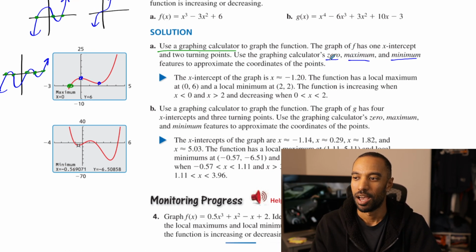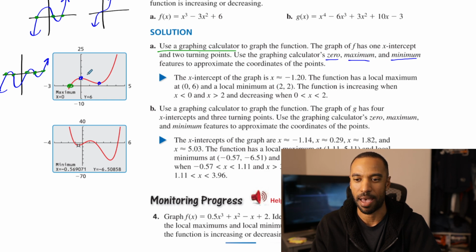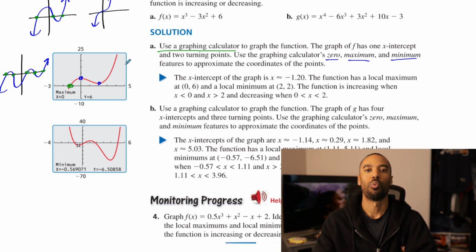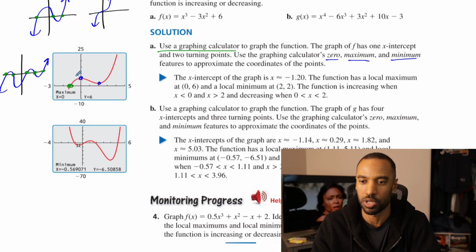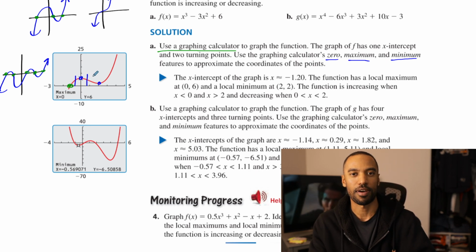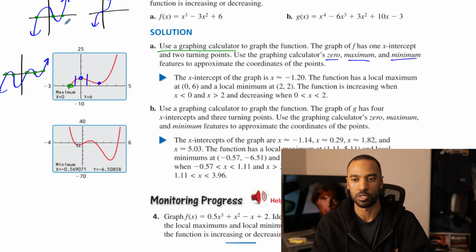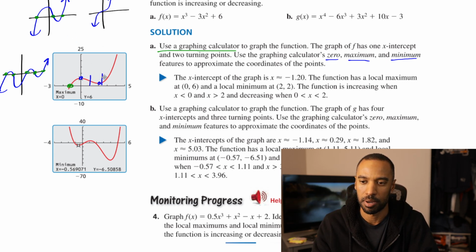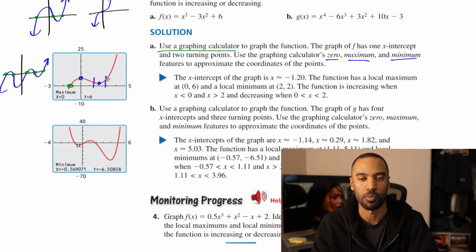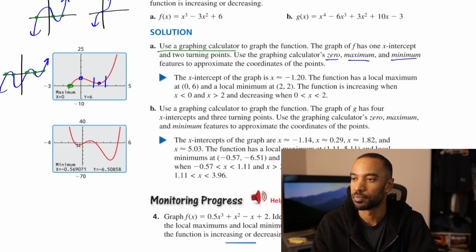Okay, anyway, the zeros help you find the x-intercepts. The max helps you find any relative maximum. What you have to do, though, is choose a left bound and right bound. It says find the maximum within the interval that you choose. So you want to make sure your maximum exists somewhere between your left and right bound like that. And the minimum the same way. Choose a left and right bound to the left and right of that minimum.